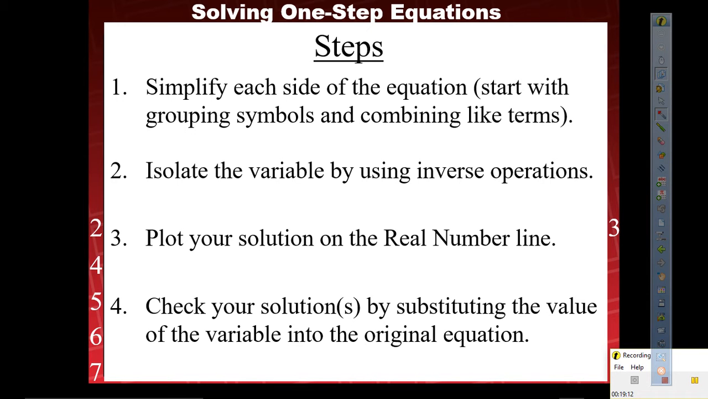Same thing. Step two here says isolate the variable. We need to leave the variable by itself using inverse operations. Okay? So, plot your number on the number line and check your solution.